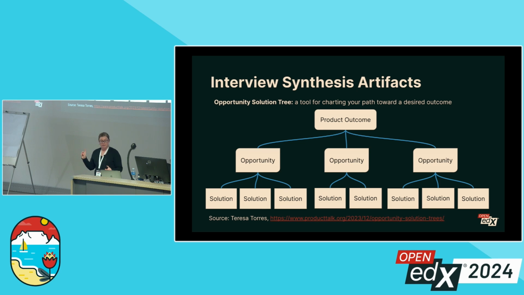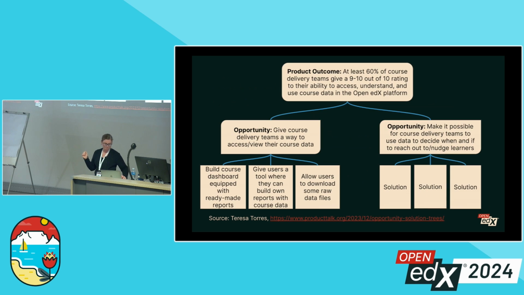I have an example on the next slide, but at the top you have your product outcome. Then you have your opportunities, or things you want to solve. And then underneath are all the possible ways you could solve it. Pie in the sky thinking, you're not going to do all these solutions, but getting them all down on paper helps you map the world of possibilities, so you can start isolating on which possibility you're actually going to go for.